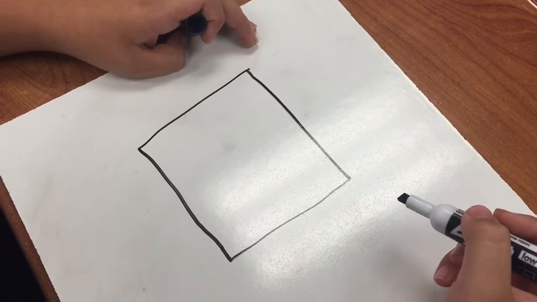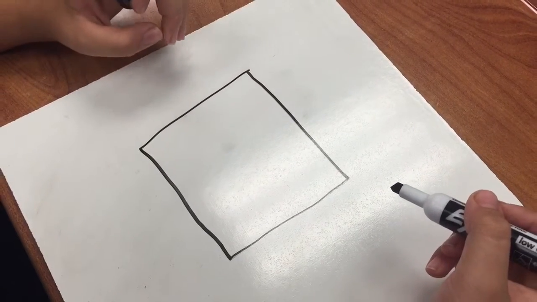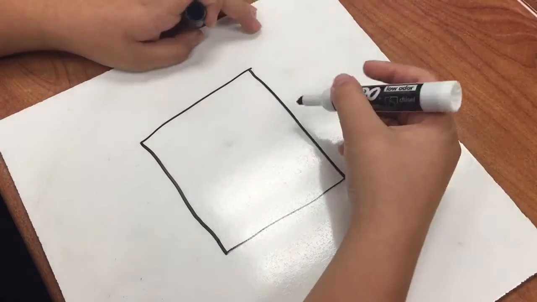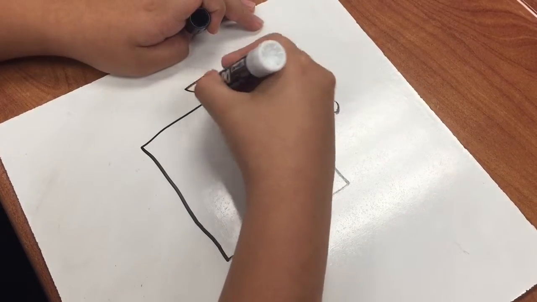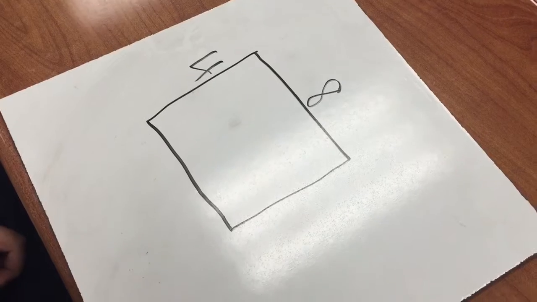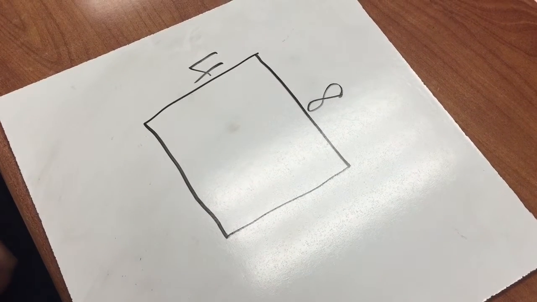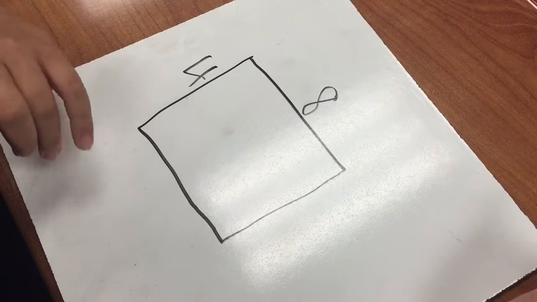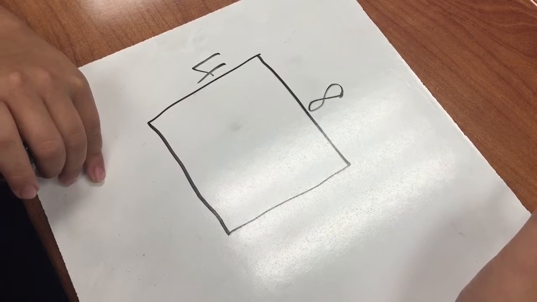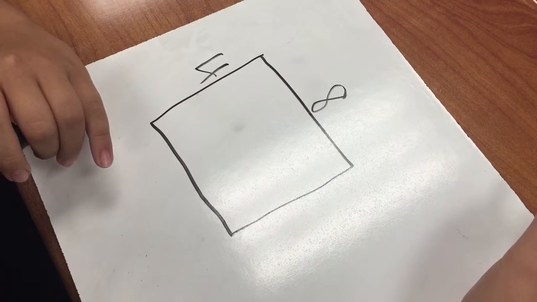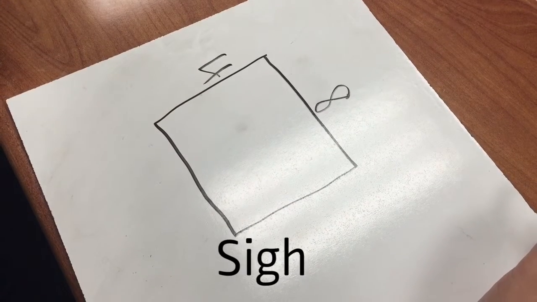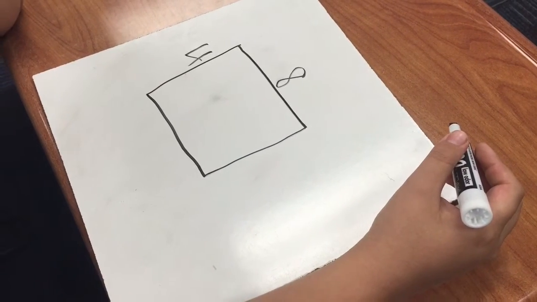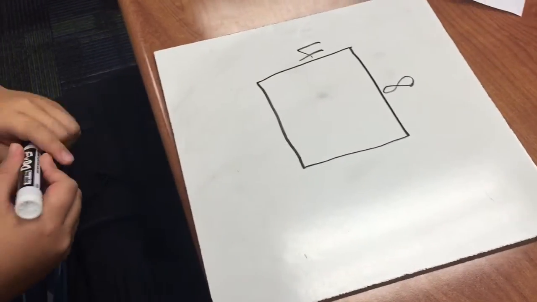List the dimensions of a rectangle with a perimeter of 24 units. 24 would be. Wait a minute. Okay. Can you think of any other dimensions that has a perimeter of 24 units? I can't think of any other one.